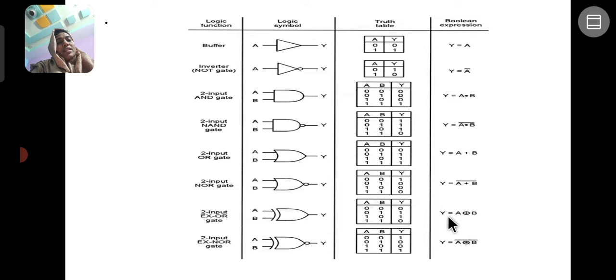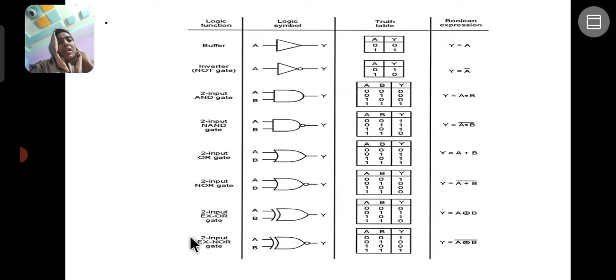So this is the logic symbol and the output equation. Y equals A XOR B. This symbol, we have to call it XOR. So Y equals A XOR B. The output equation is A bar B plus A B bar. That is the output equation for the XOR gate.